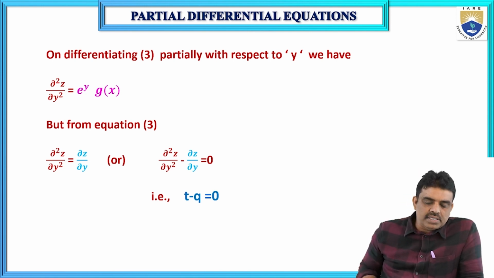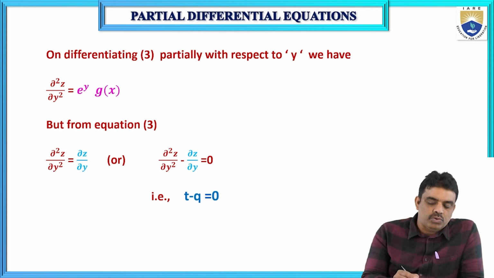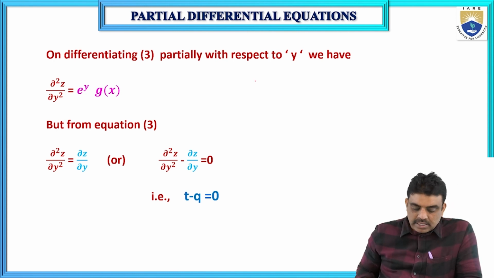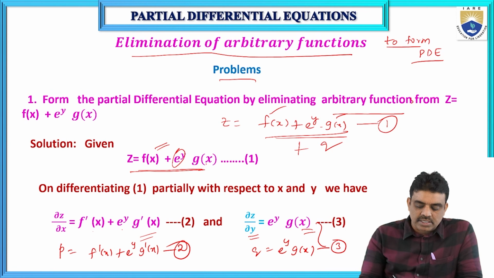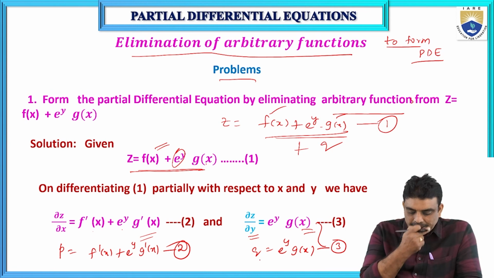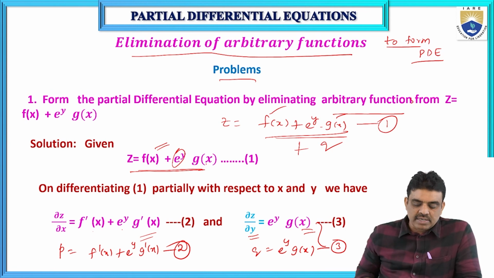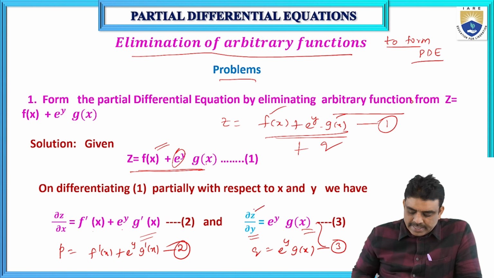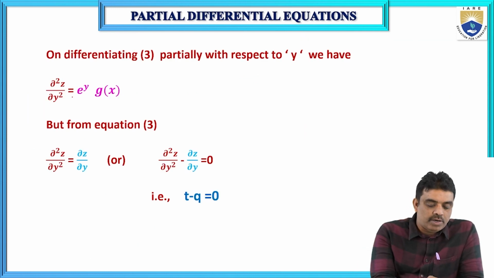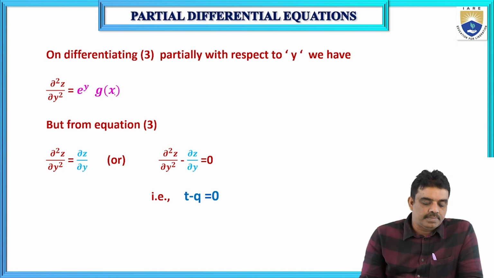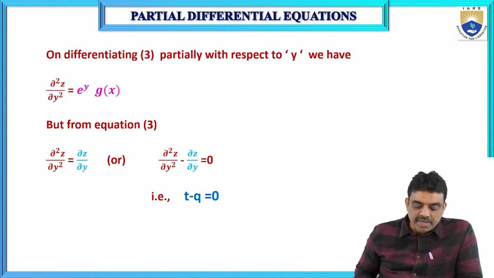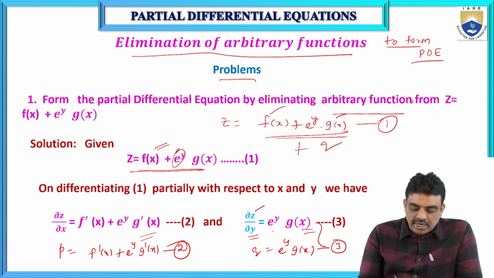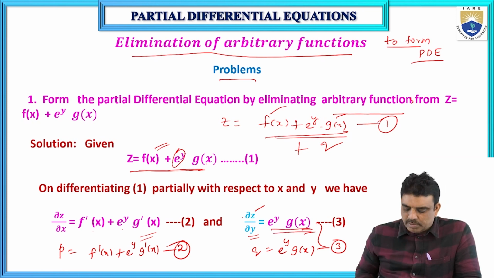On doing the differentiation partially with respect to y, consider equation 3, q is equal to e power y into g of x. Differentiating, what you will get? Dou square z by dou y square is equal to e power y as it is, g of x is constant. But from equation 3, e power y g of x is the same as dou z by dou y.